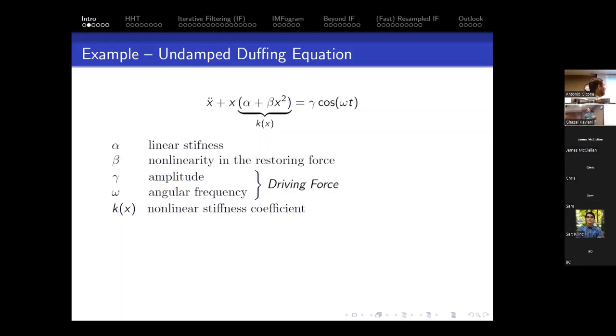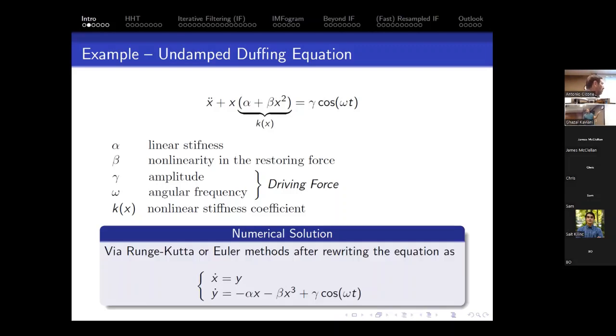Now, this may look a little bit weird, but it's a simple system. You can imagine it to be like a mass connected with a spring, and then you have a forcing term, which is oscillatory, applied to the mass. Now, to add a little bit of spiciness, we allow the coefficient corresponding to the spring to vary with the position. So it's a nonlinear system now, and we can solve it once we fix the parameters.